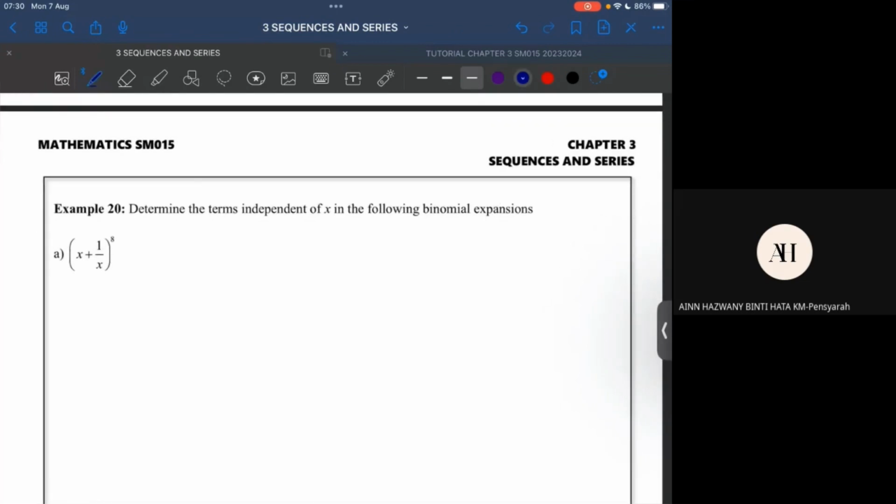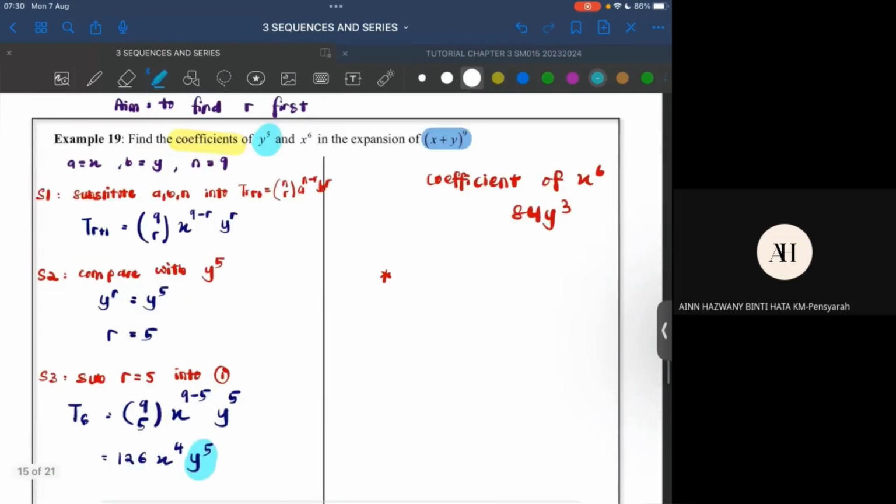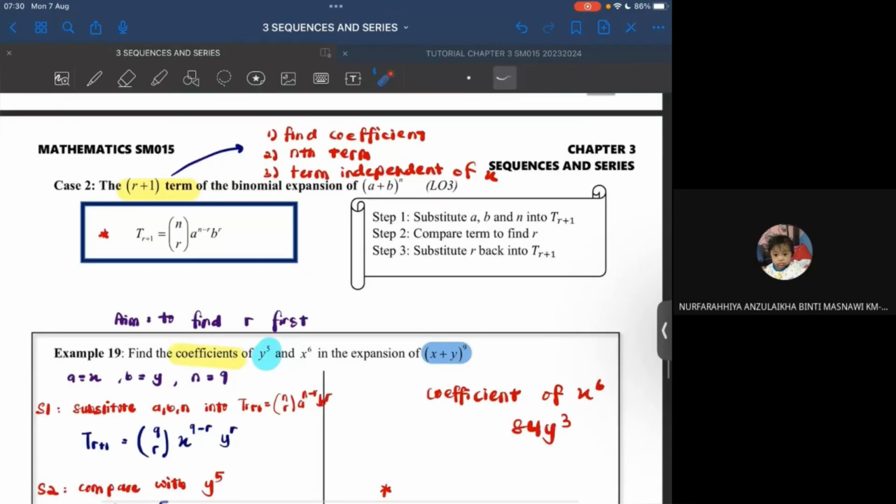Kenapa? Sebab baca soalan, determine the terms independent of x. Term independent of x. Lagi satu pula. Term independent of x, which is mesti kena guna TR plus 1 juga.